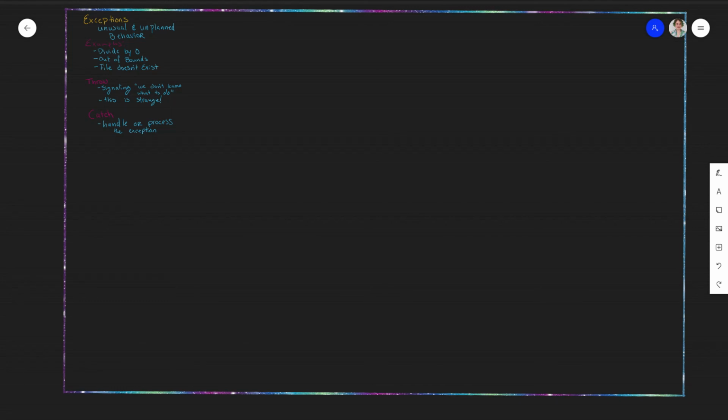So what I'm going to talk about in the next video is what a try-catch block is, and we're just going to continue from where I left off on this whiteboard. We're going to go over some examples, and then we're going to go over something called exception classes in the video after that.